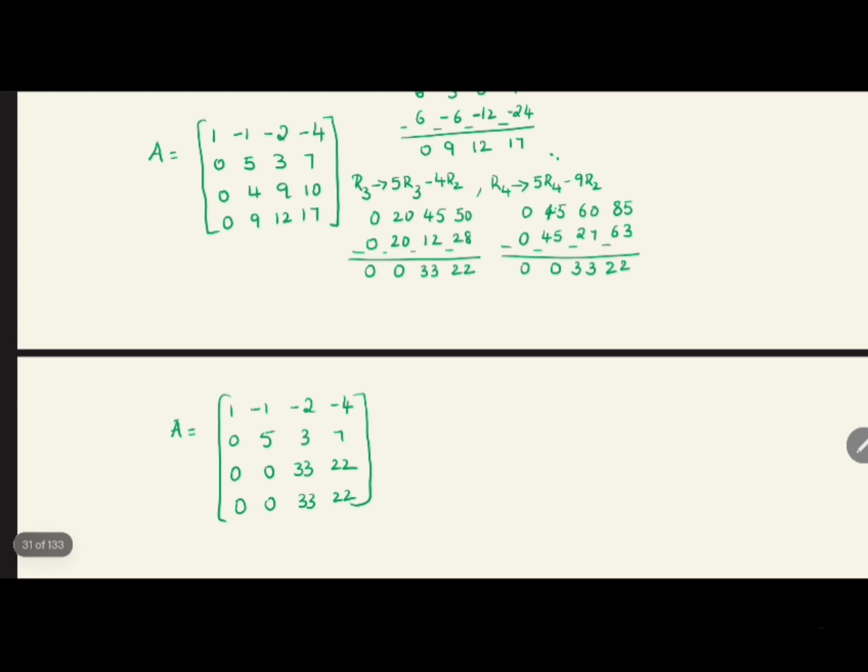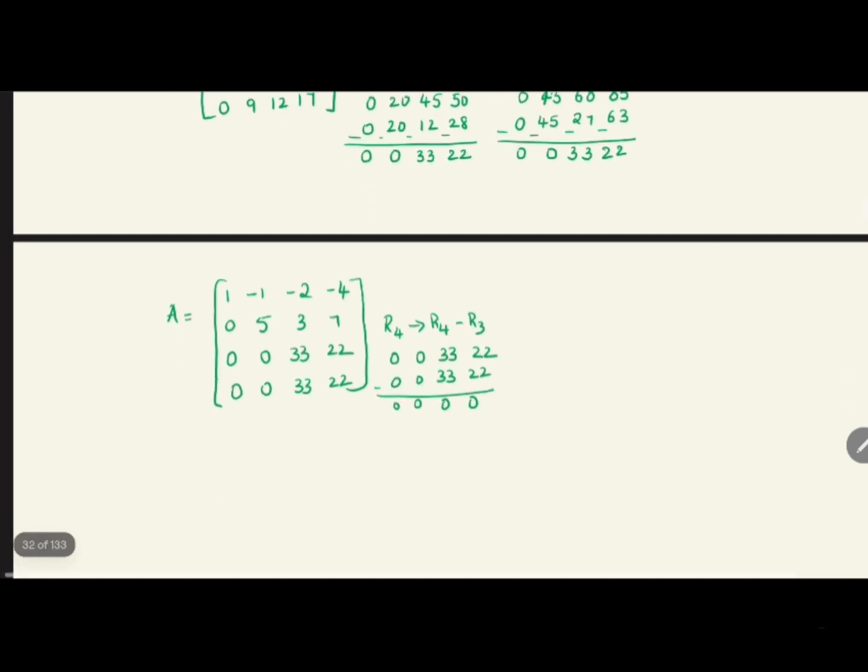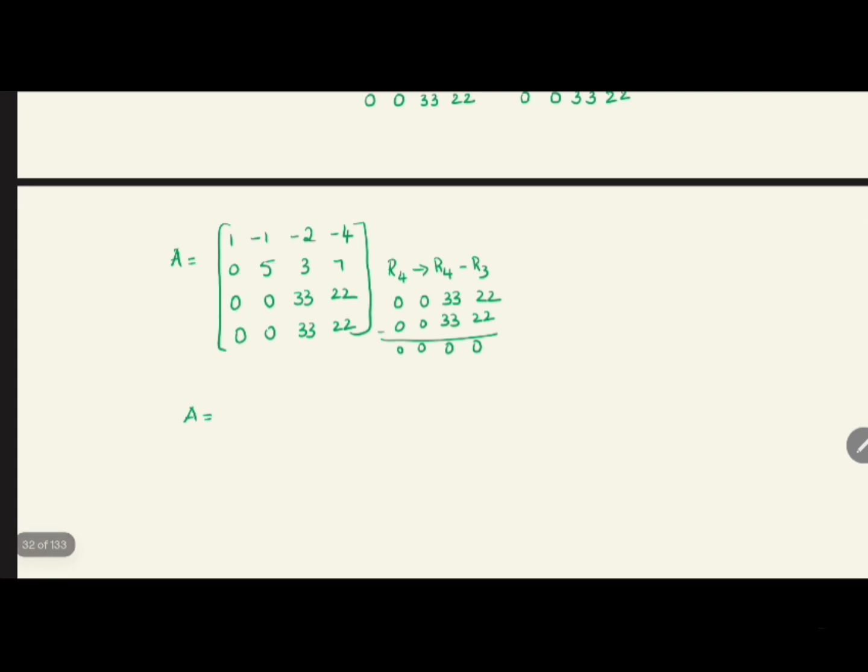So for that I will make use of R3. So R4 implies R4 minus R3. What is R4? It is 0, 0, 33, 22. R3 is 0, 0, 33, 22. So if I subtract, all these elements will become 0. So now what is the matrix A? A is equal to 1, minus 1, minus 2, minus 4, 0, 5, 3, 7, 0, 0, 33, 22, and the last row is made 0.